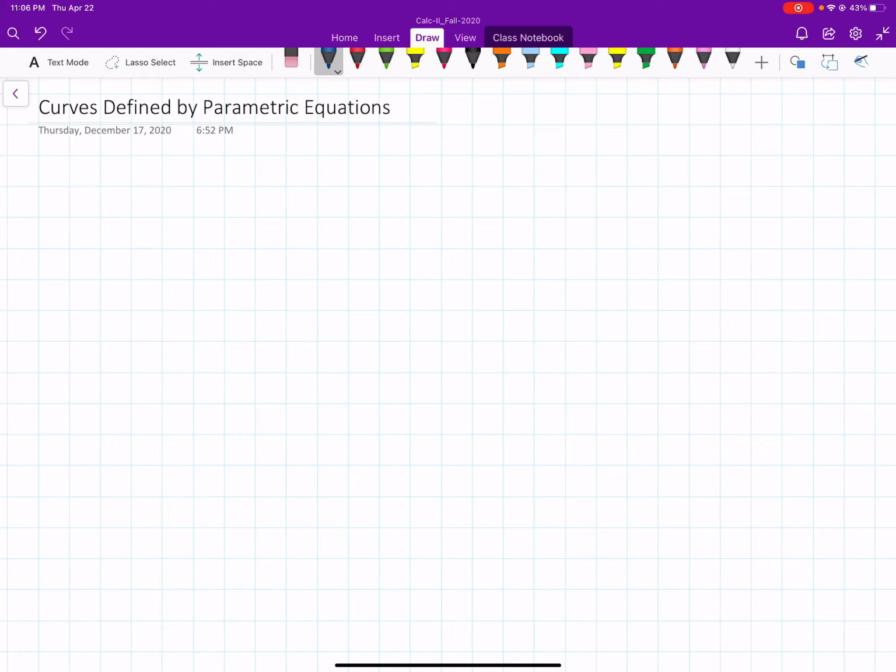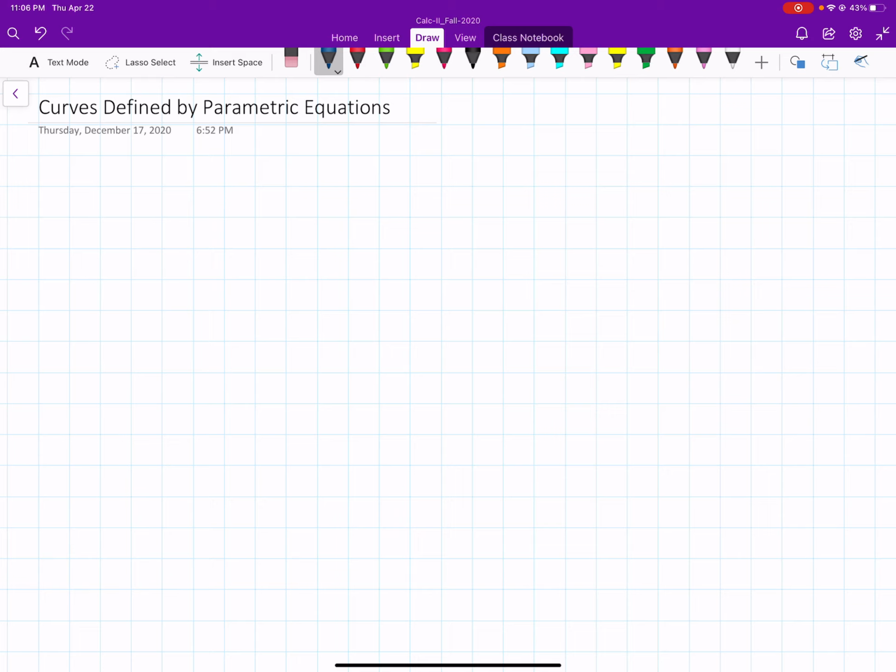Hello. Today we are moving to chapter 11. Chapter 11 is parametric equations and polar coordinates. Let's move to the first section of the chapter, which is curve defined by parametric equations.